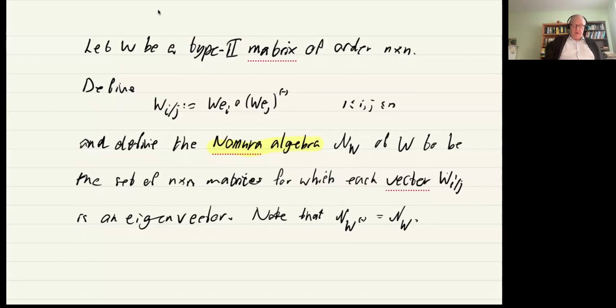We're going to define the Nomura algebra. This is going to be an algebra of matrices associated to the type 2 matrix, and it consists of the n by n matrices for which each of these vectors Wij is an eigenvector. Now, this is entirely arbitrary and wouldn't be the first or second or third thing you might think of, but it turns out to be important. We're going to see that this Nomura algebra is a commutative coherent algebra, for example, and we'll use that eventually to construct quantum permutations.